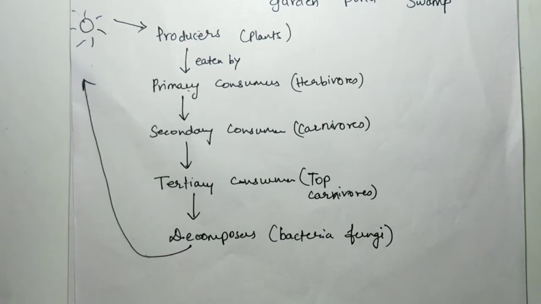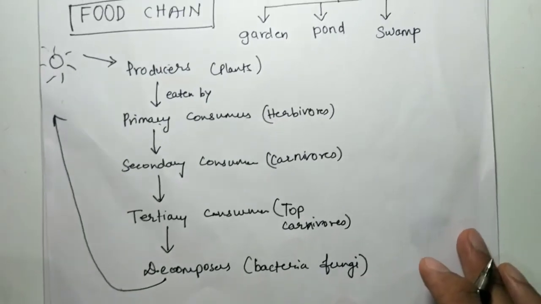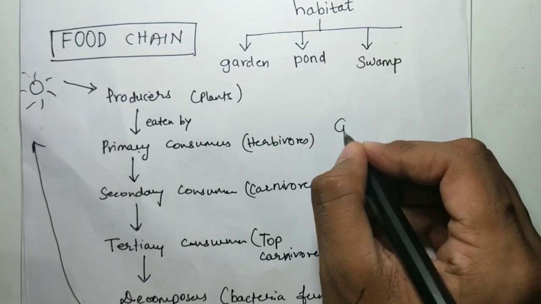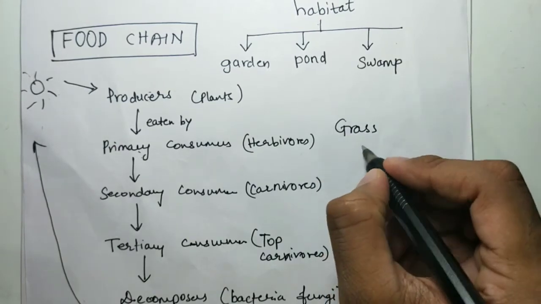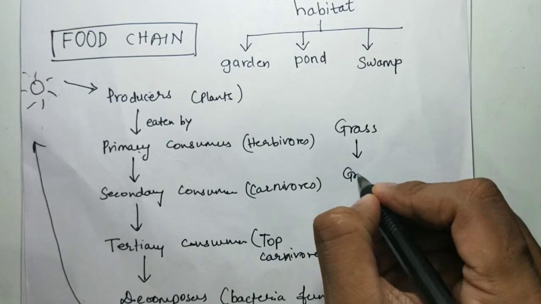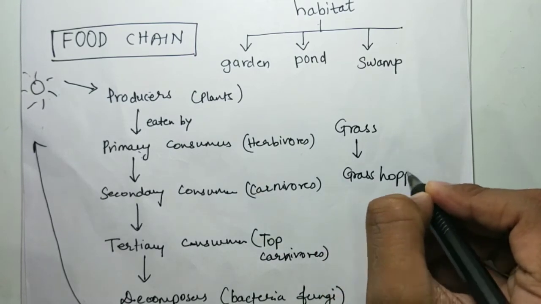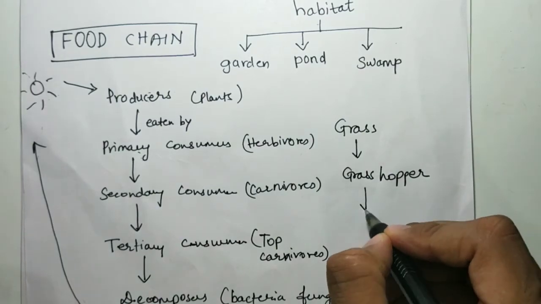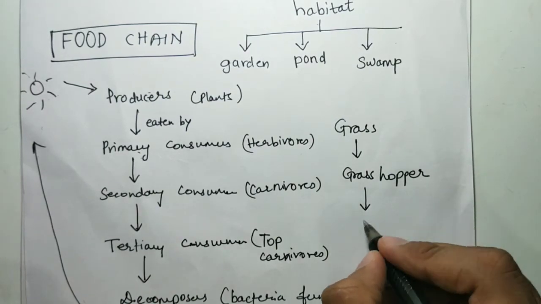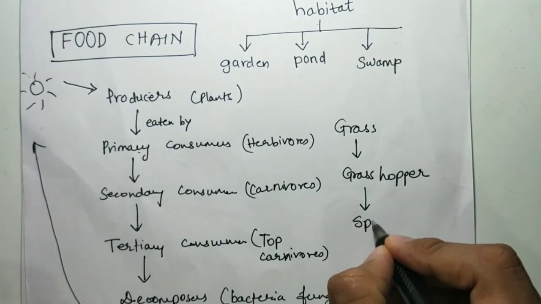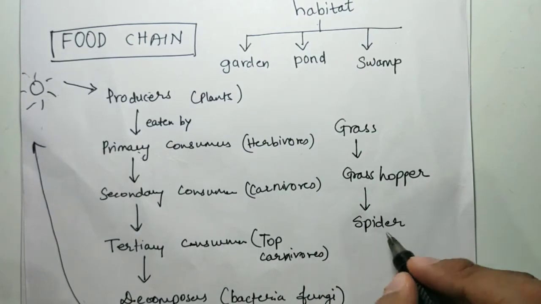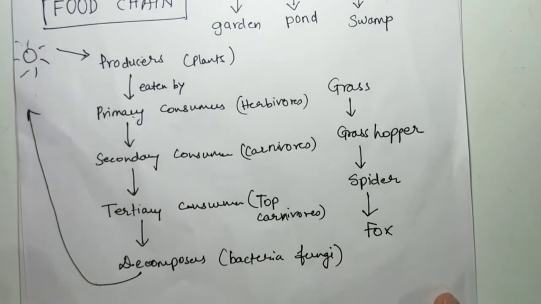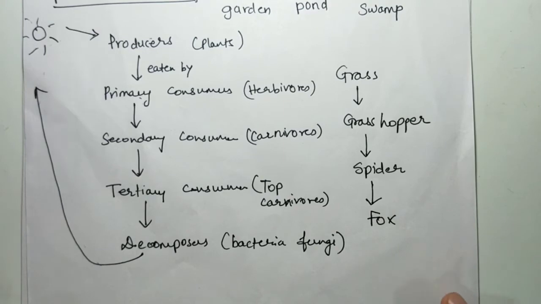Let's take some examples of food chain. Like we can say, if there is grass, the grass is eaten by a grasshopper. Then the grasshopper is eaten by, let's say, a spider. Spider is eaten by a fox, and this goes on. This is one type of food chain.